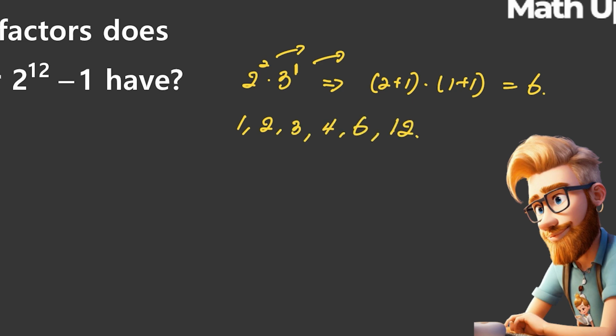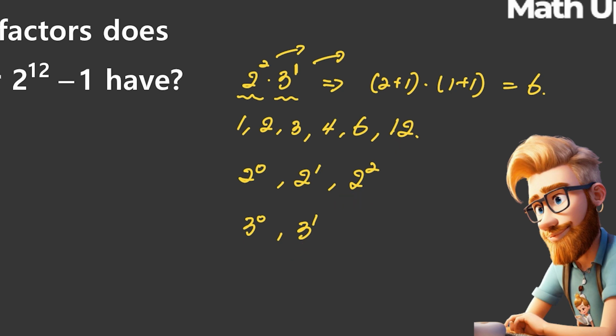It is because for this number right here, the possible factors are 2 to the 0, or 2 to the 1, or 2 to the 2. For this number, 3 to the 0, or 3 to the 1. So we have 3 different factors for 2 squared, 2 different factors for 3. So 2 to the 0, that's 1, right? 3 to the 0, that's 1. 1 times 1 gives us 1. 1 times 3, 3. 2 times 1, that's 2. 2 times 3, that's 6. 4 times 1, 4. 4 times 3, that's 12.